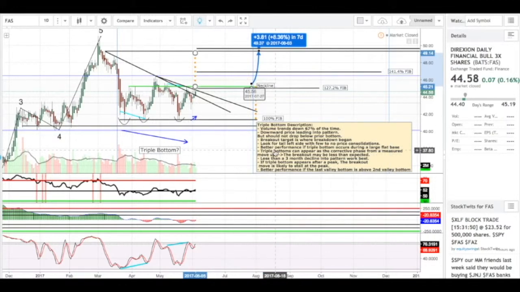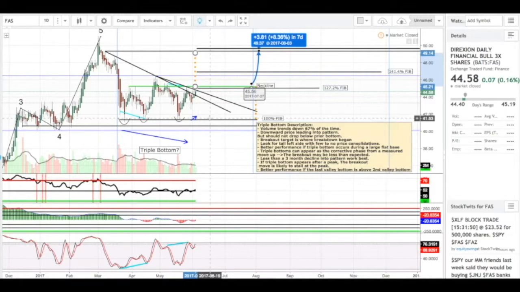Better performance if the triple bottom occurs during a large flat base. This is a large flat base, if I have ever seen one. We've been stuck in this pattern since the beginning of 2017. Triple bottoms can appear as the corrective phase from a measured move up. And if this is the case, the breakout may be less than expected, which would make sense if this is a triple bottom coming out of a previous high. We're going to find a lot of resistance at that previous high.